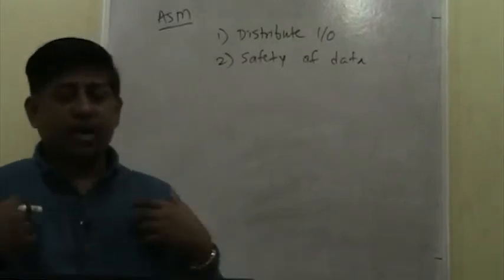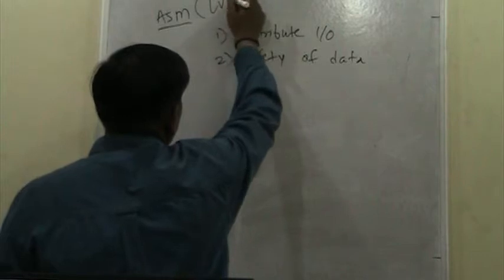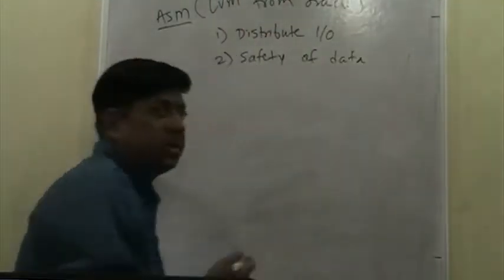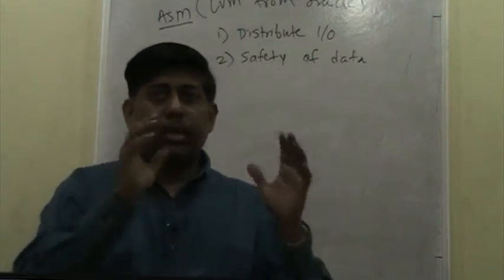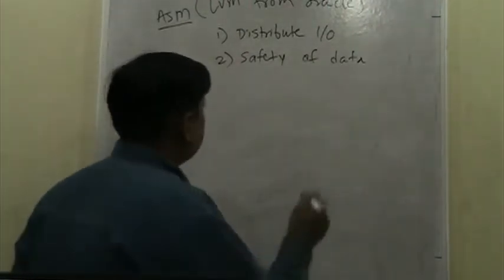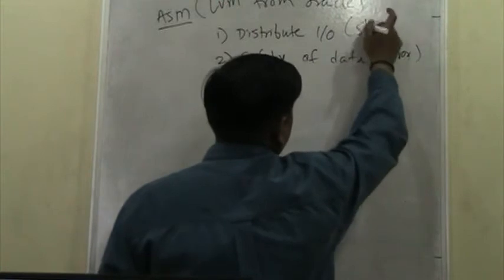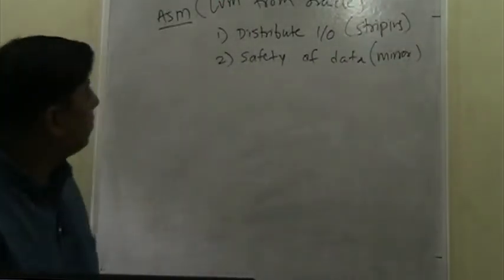I consider that ASM is an LVM from Oracle. This is my definition, because what does ASM do? ASM allows you to take disks and stripe the data, and ASM allows you not just to stripe the data, but mirror the data also, and that is what the safety is. Mirroring we haven't talked about. It is that safety thing. And striping.